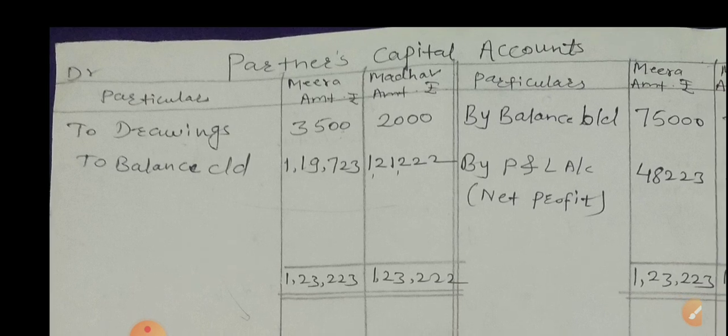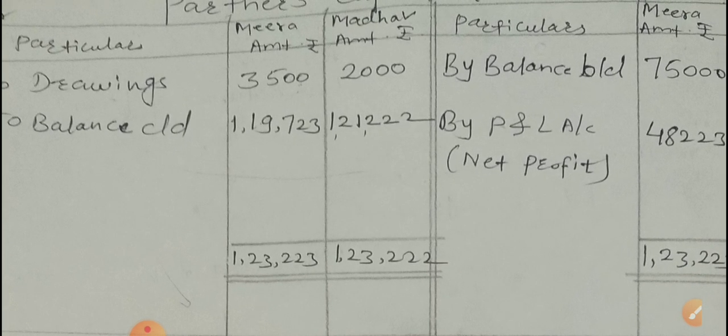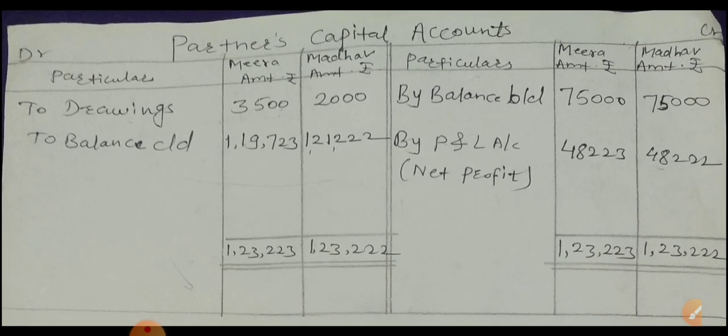At last I close the partners capital account. The difference amount will be written in the balance sheet, that is the balance carried down, 1,19,723 and 1,21,222. These amounts will be considered in the balance sheet on the liabilities side.